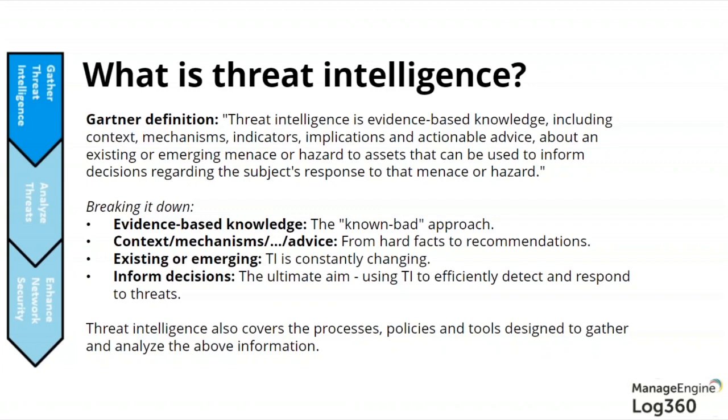Now, these threats can be either existing or emerging. From this, we can see that threat intelligence is pretty fluid because it keeps changing. At any given time, it specifies information about established and existing threats, but it also can tell you about any new emerging threats as well.